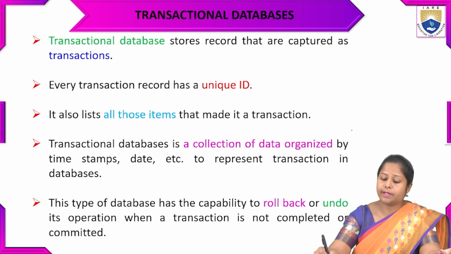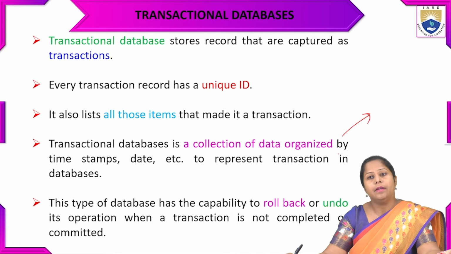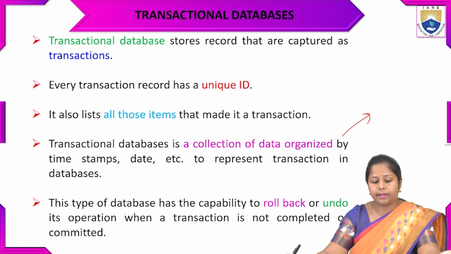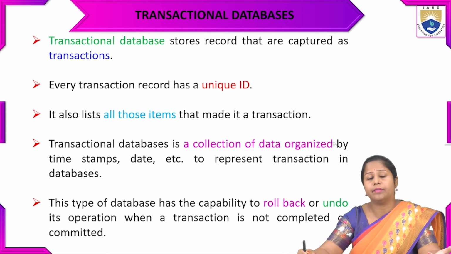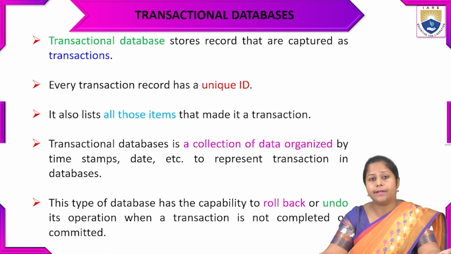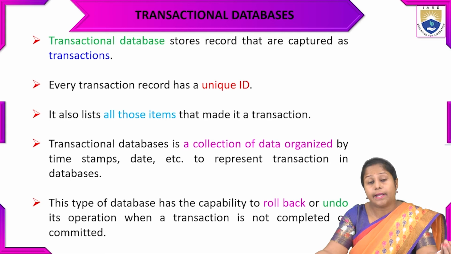The transactional database is a collection of data organized by timestamp, dates, etc. The transactional database has a field that stores the timestamp, the actual time in seconds when the data was stored, when that transaction happened. So the date will be there.